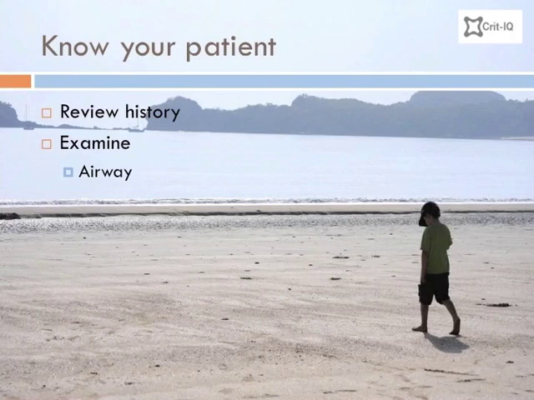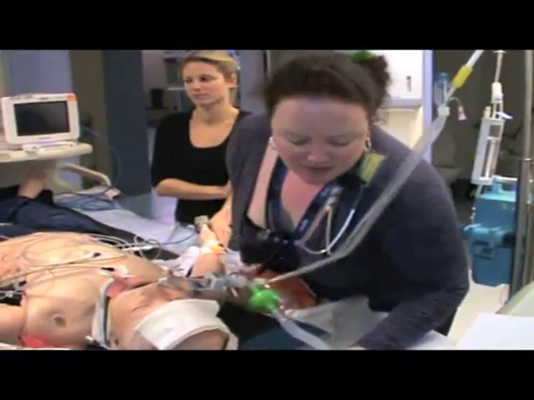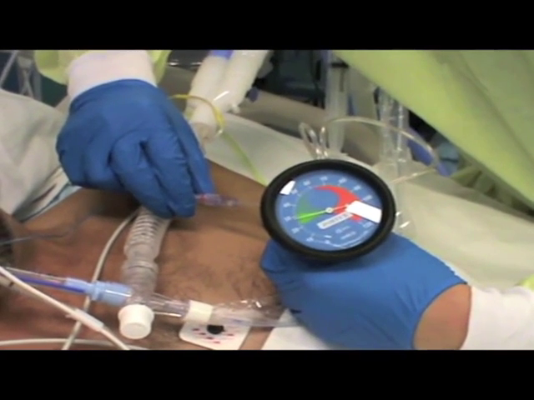How difficult was the intubation, and was there any specific issue related to the airway? This will assist you with your planning for an airway crisis. Ensure you are happy that the tube is adequately secured. Check the cuff pressure and ensure there is no leak.